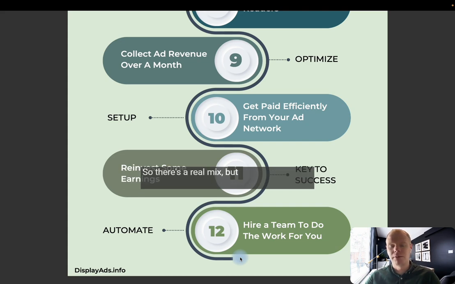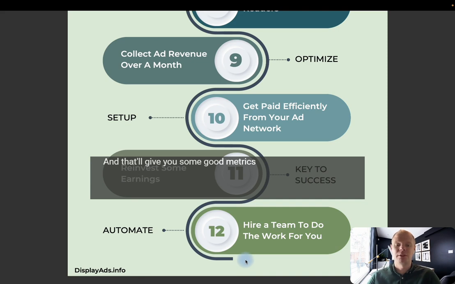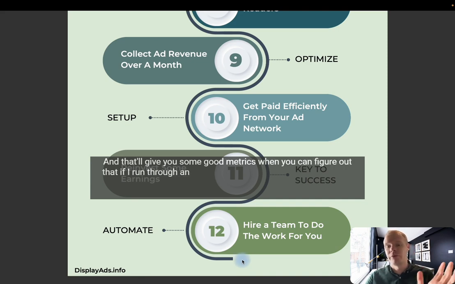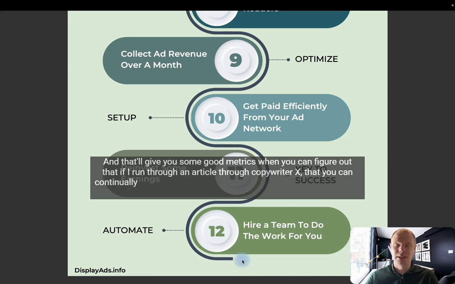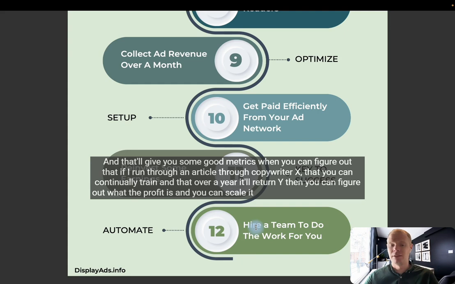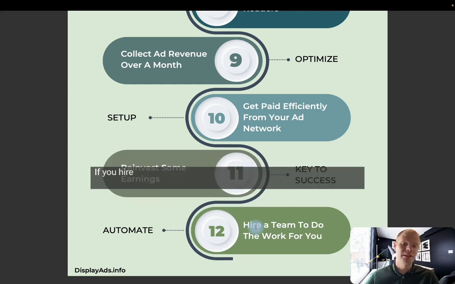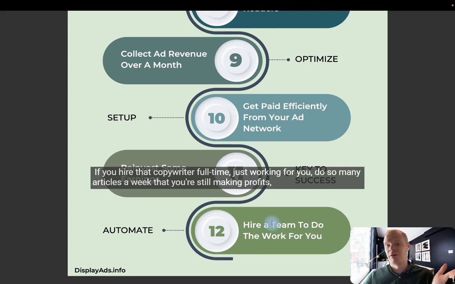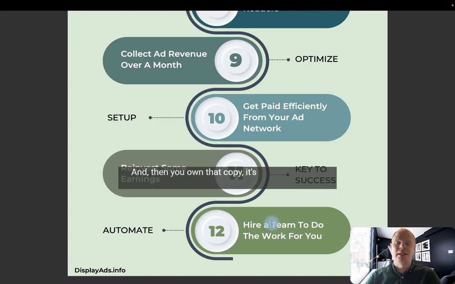So there's a real mix, but I would encourage you to explore that from day one, and that'll give you some good metrics when you can figure out that if I run an article through copywriter X that you can continually train, and that over a year it'll return Y, then you can figure out what the profit is and you can scale it, and you can figure out that if you hired that copywriter full time, just working for you, doing so many articles a week, that you're still making profits after so many months, and then you own that copy, it's an asset on your website, and you're going to continue to earn from that.